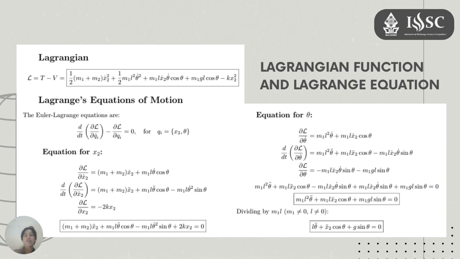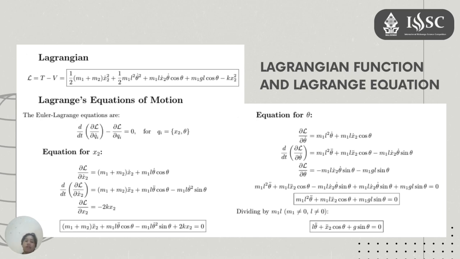We derive the Lagrangian function with respect to theta dot and derive it again with respect to time, and we derive the Lagrange function with respect to theta. Then we subtract again: d/dt (∂L/∂theta dot) minus ∂L/∂theta. We have m1 L² theta double dot plus m1 L x2 double dot cos theta plus m1 g L sin theta. We divide every component by m1 and L in that equation.